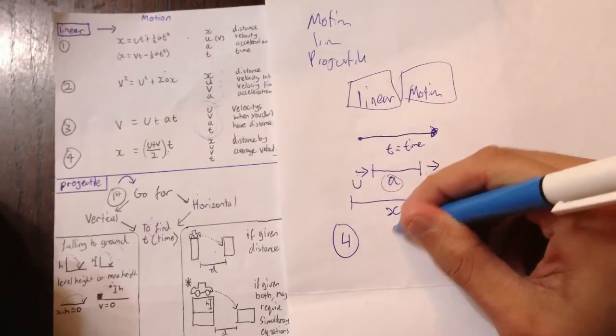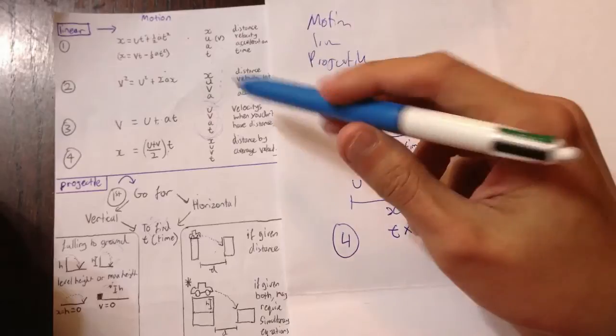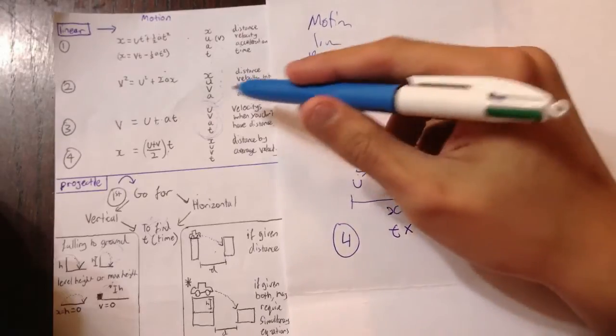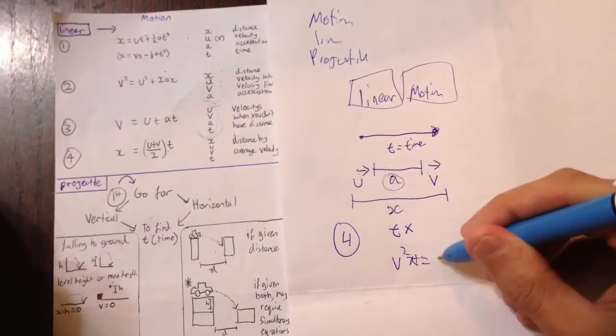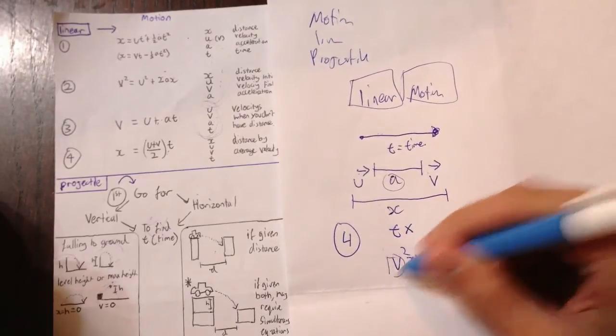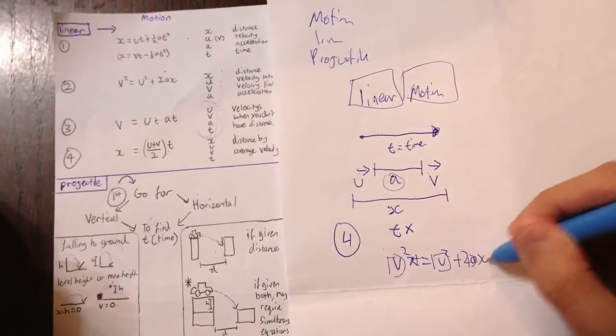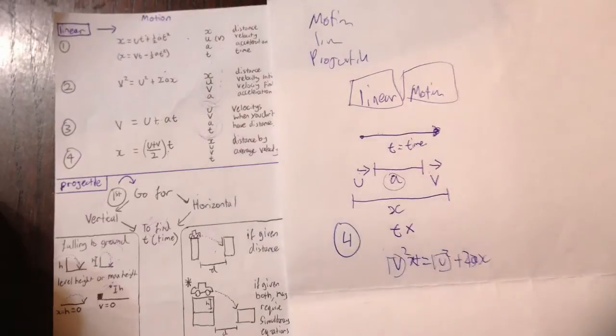So if we didn't care about time, if the question made no mention of time, we could just look for an equation which didn't have time. This one doesn't have time. That would be v squared equals u squared plus 2ax. And if we had 3 of the variables, say we had v, u, and a, we could always find the 4th one, because this is an equation relating them. So that's how we use these formulas.